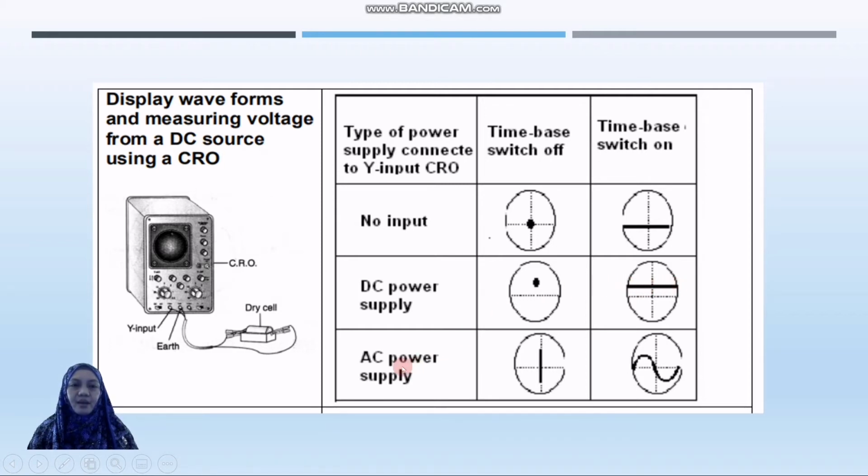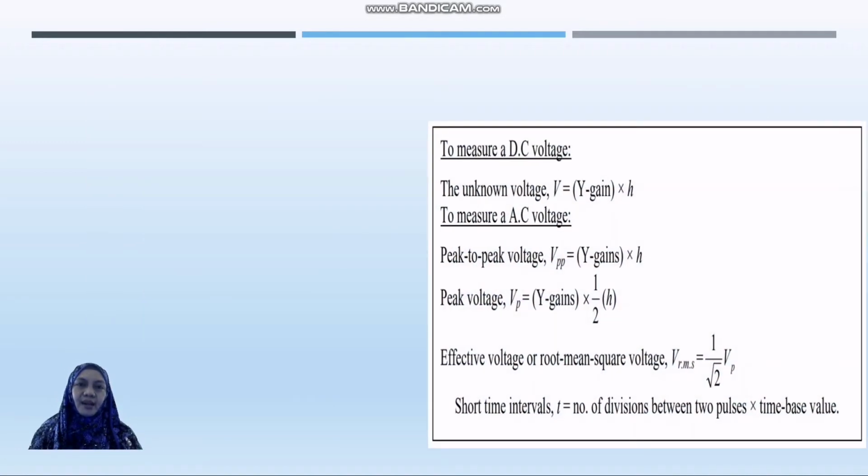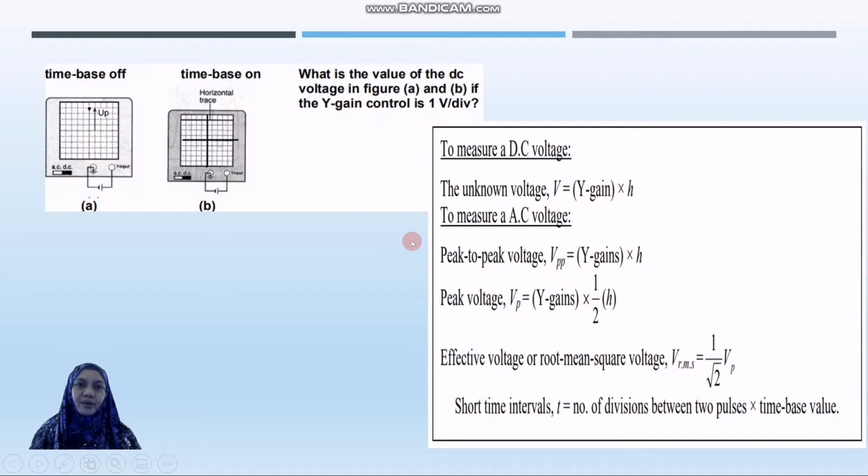And the third case, when we apply an AC voltage to the Y input. This is the condition when the time base is switched off, so the cathode ray is deflected up and down. And when we switch on the time base, it will be swept horizontally, forming a sinusoidal wave on the screen.